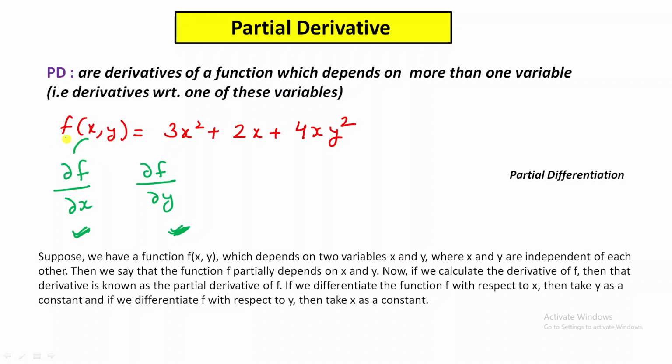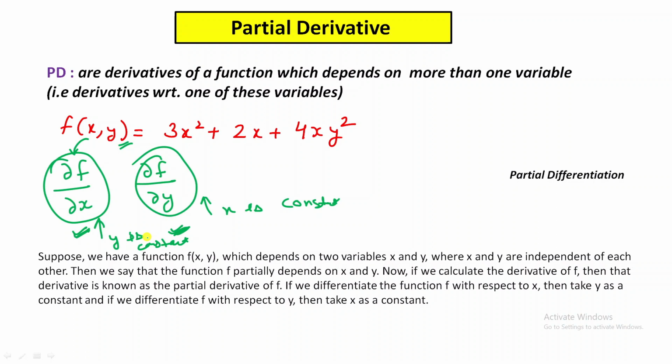I differentiate this function f with respect to x. I differentiate this function with respect to y. Now, when I differentiate this function with respect to x, I am assuming that y, the other variable, is constant. And when I differentiate with respect to y, x is kept constant, and only then can I differentiate this function with respect to y. So these all are partial derivatives.